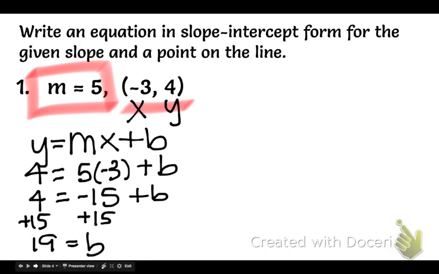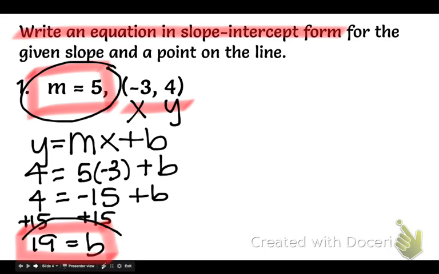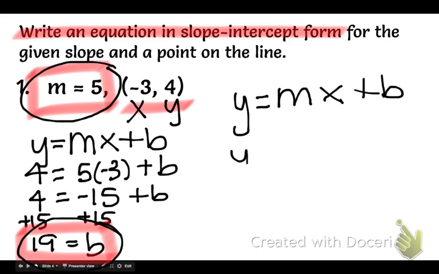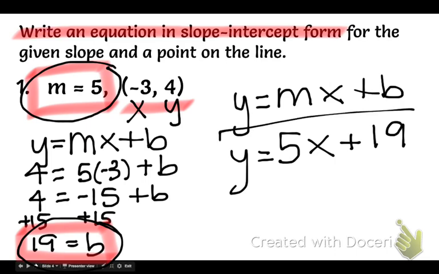Now, ladies and gentlemen, this is not my final answer because in the directions it said to write an equation in slope-intercept form. What I just jotted down, 19 equals b, is not in slope-intercept form. So it needs to look like y equals mx plus b. So I'm going to use my slope, which was given. I'm going to use my y-intercept, which I calculated. And I'm going to plug it into the equation y equals mx plus b. So my final answer is y equals 5, that's my slope, x plus 19. That's the y-intercept that I just calculated. So there's my final answer.